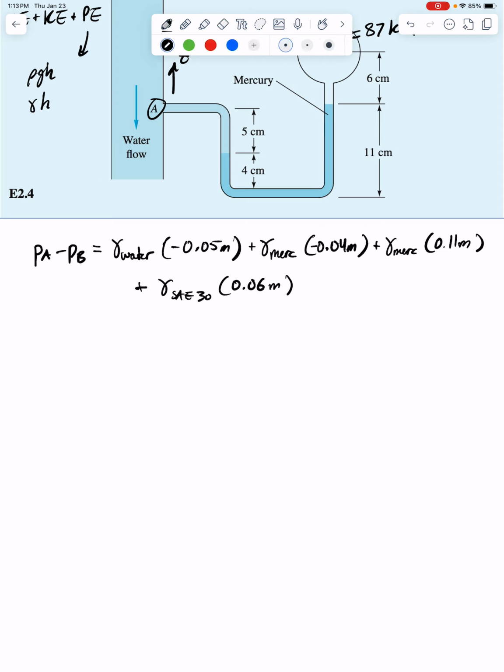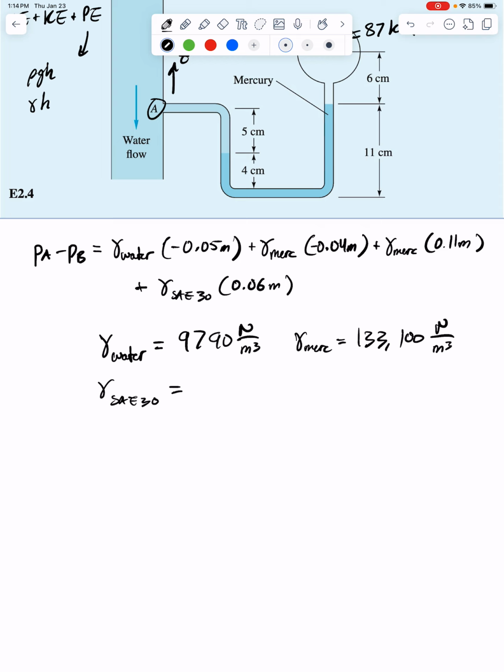But before I do that, let me quickly clarify some of these specific weight terms. For water, specific weight is 9,790 newtons per cubic meter. For mercury, it's 133,100 newtons per cubic meter. Water and mercury are pretty common. And for SAE 30 oil, the specific weight of that fluid is 8,720 newtons per cubic meter.